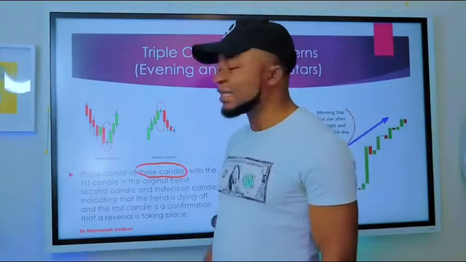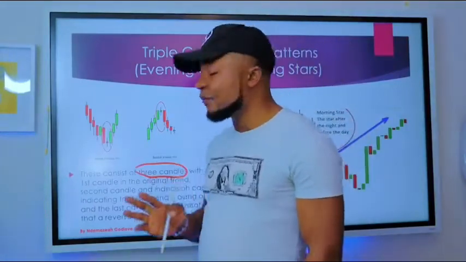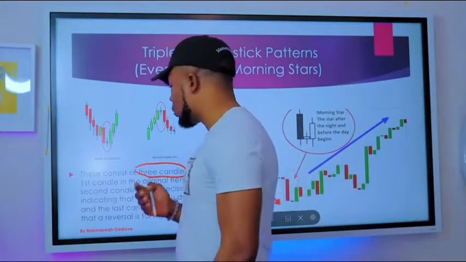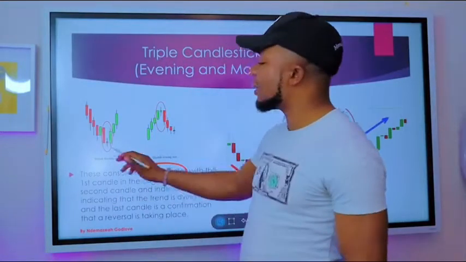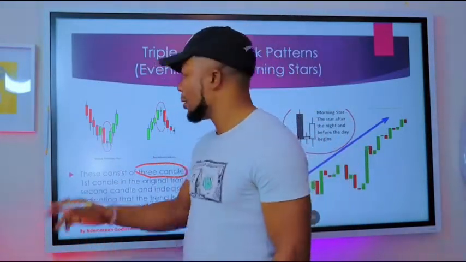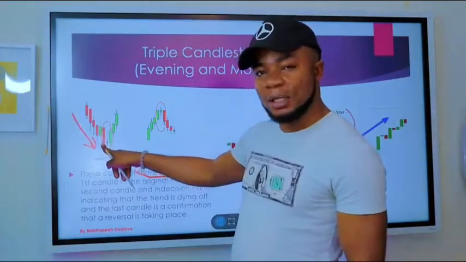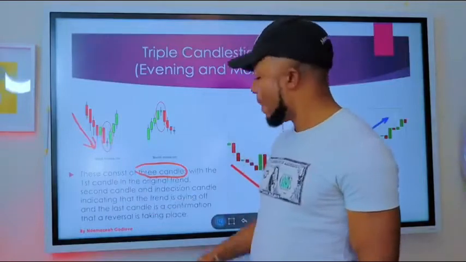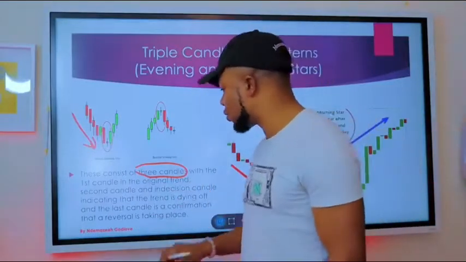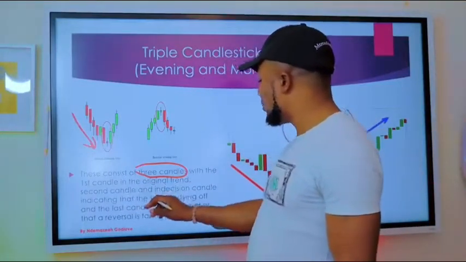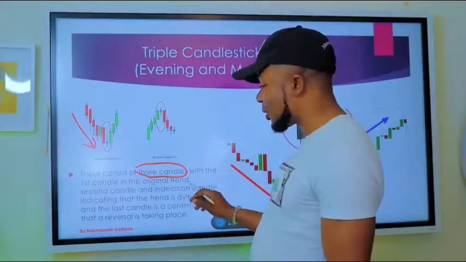So let's start with the morning star. For you to term it a morning star, the first candle must be in the direction of the trend. The market is actually going down, and the first candle here is a bearish candle. That's why it's a red candle. So the first candle must be in the original trend direction.